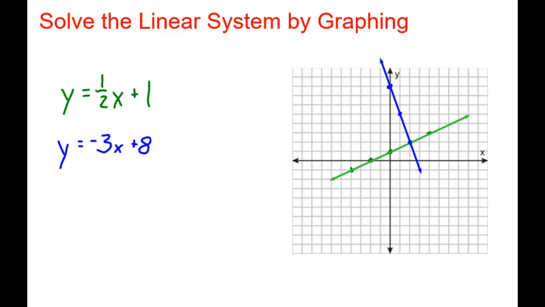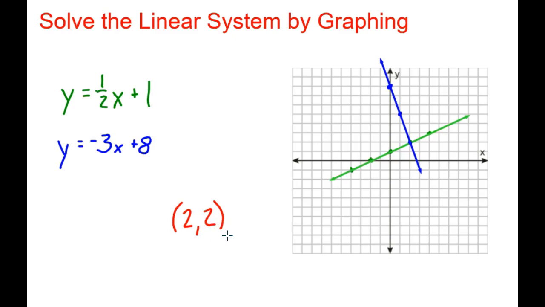Now that we have our second line graphed, we want to look at our coordinate plane. We're trying to determine where these two graphs intersect, where they have the same solution. When I look at this point of intersection, it looks like it's at the ordered pair with an x value of 2 and a y value of 2. So the solution to this system of equations, what we were looking for in the end, that ordered pair, is (2, 2).